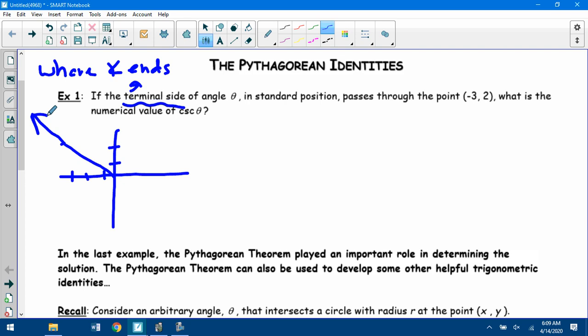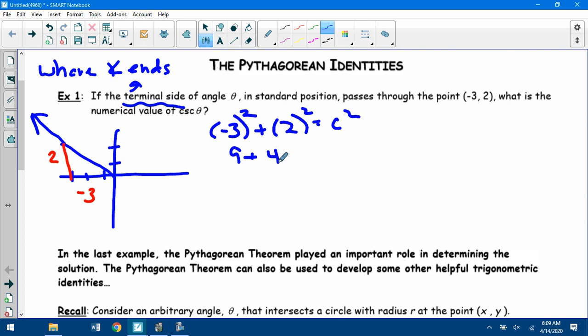And the easiest way to draw a picture then would be to draw a picture straight from that point. So you know this is negative 3, and we went up 2. So now it's just like yesterday. Now I can fill in everything I need. Negative 3 squared, notice that's in parentheses, plus 2 squared equals c squared. That's 9 plus 4 equals c squared. Negative always goes away when you square it. So c is plus or minus radical 13. What's this one going to be? Plus, because it's the hypotenuse.